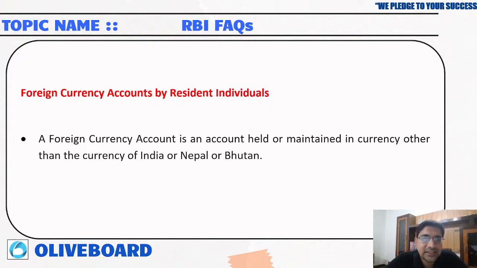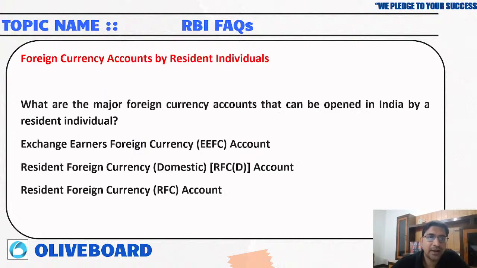Now, foreign currency account held by a resident individual. What kind of account can a resident individual hold in India? A foreign currency account is an account held or maintained in a currency other than the currency of India, Nepal or Bhutan. What are the major foreign currency accounts that can be opened in India by a resident individual? They are three: Exchange Earner's Foreign Currency EEFC, Resident Foreign Currency Domestic account, and Resident Foreign Currency RFC account.